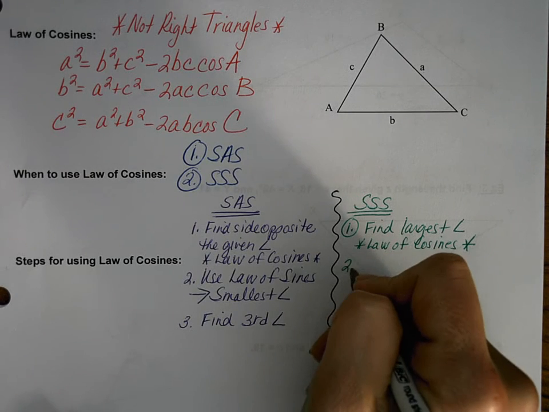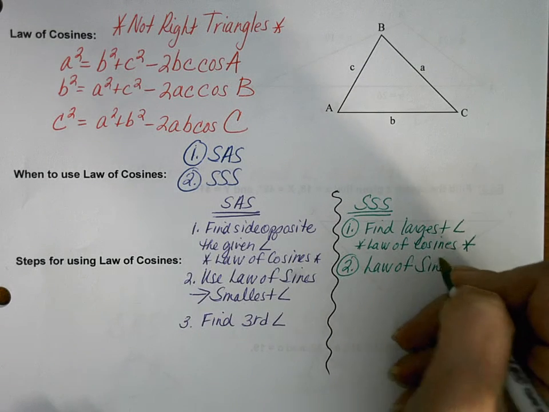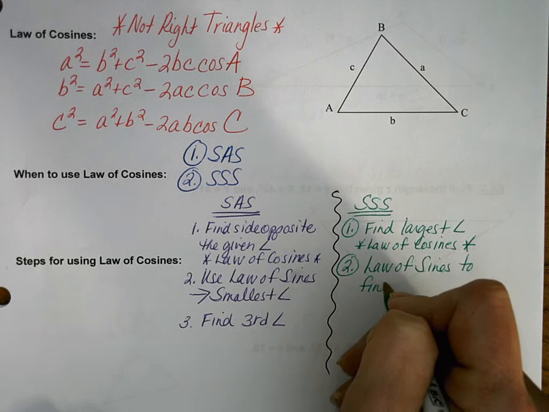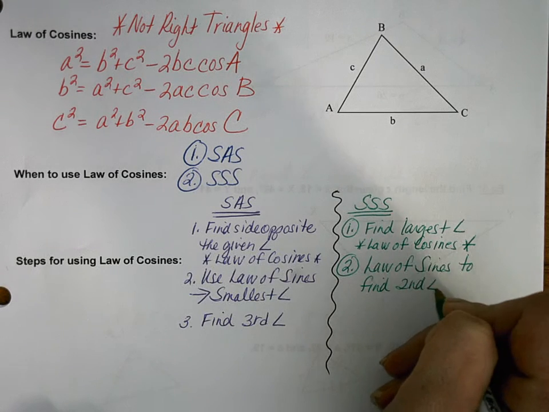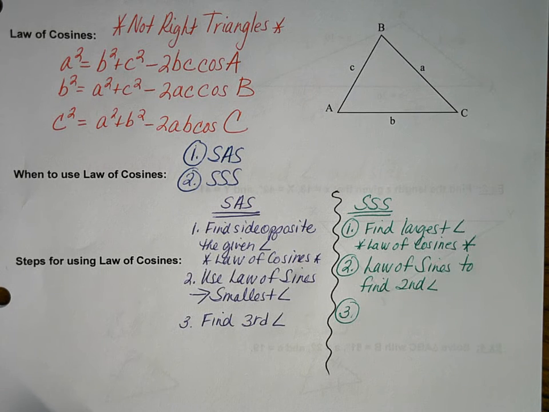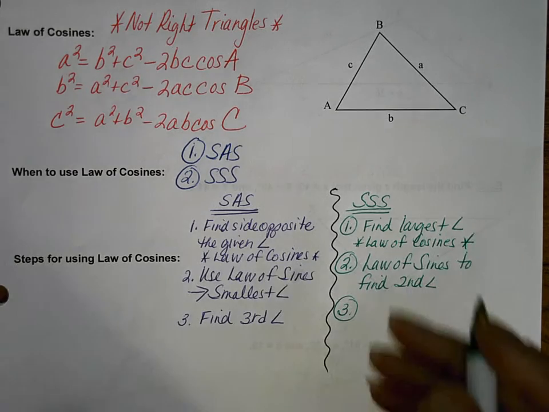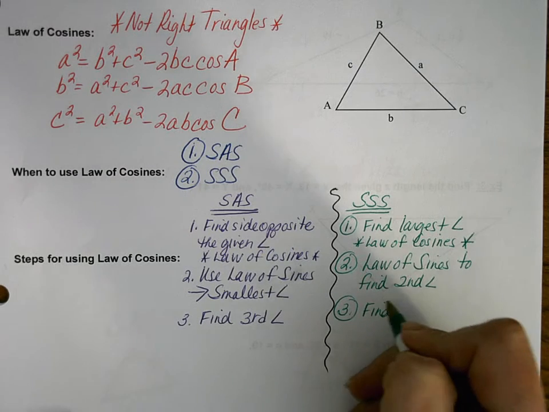Then I'm going to use the law of sines to find the second angle. And how do I finish up? What's the last thing I'm going to do? What is it that I'm missing? I got to find the third angle. I got to find that last angle.